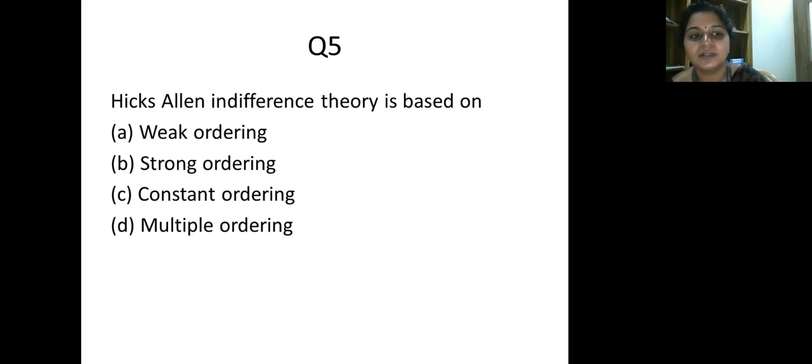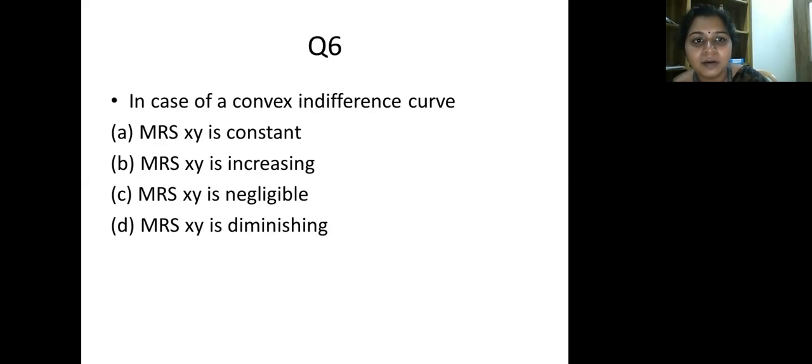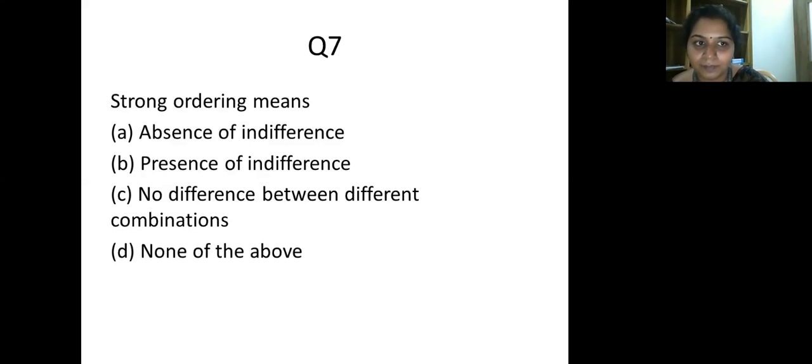So Hicks-Allen indifference curve theory: the right answer is that it is based on weak ordering. And in case of a convex indifference curve, is marginal rate of substitution constant, increasing, negligible, or diminishing? The reason behind the convex shape is diminishing. If they had given concave, then it would be increasing marginal rate of substitution. So here the answer is D. That is the right answer.